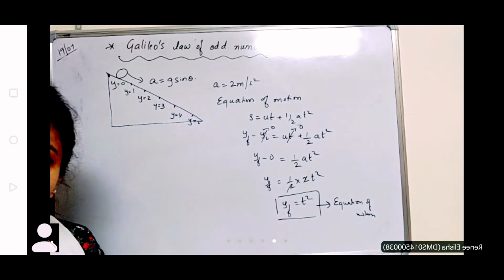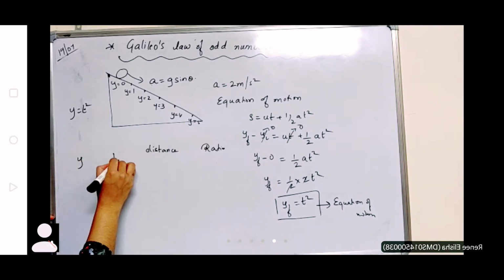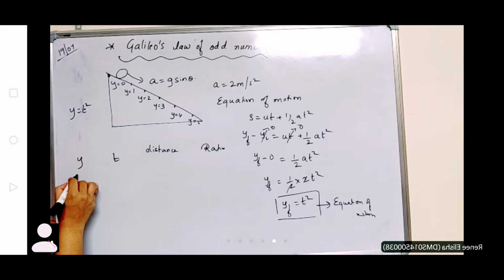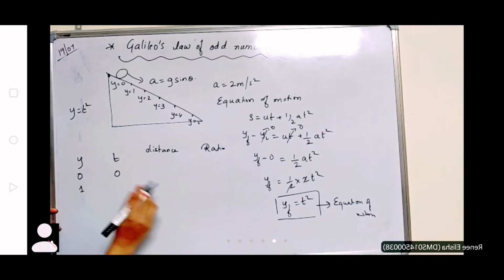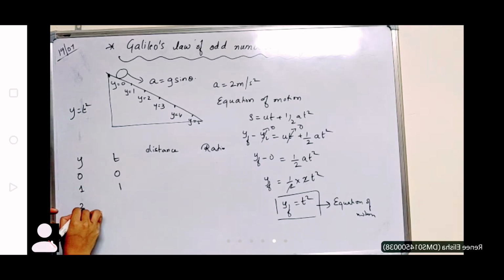Then what did Galileo do? Now position y and then t. If position is 0, then time will definitely be 0. If position becomes 1, then time will be 1 square. If position becomes 2, then the time will be 2 square, which is nothing but 4. Right? Yes, children? Now suppose position is 3, then t square will become 3 square, that is 9. Then suppose position is 4, then what is t square? 16. Right? So it continues that way.